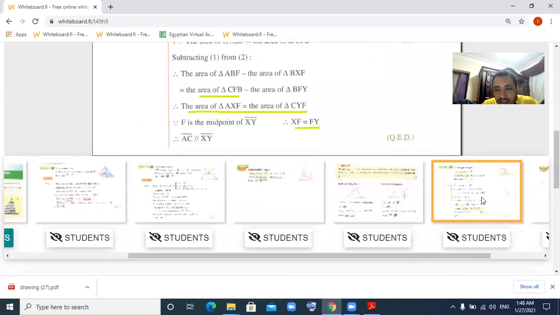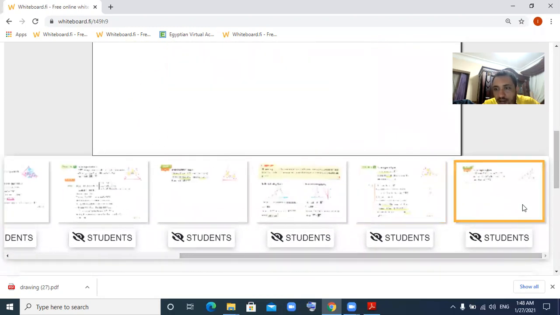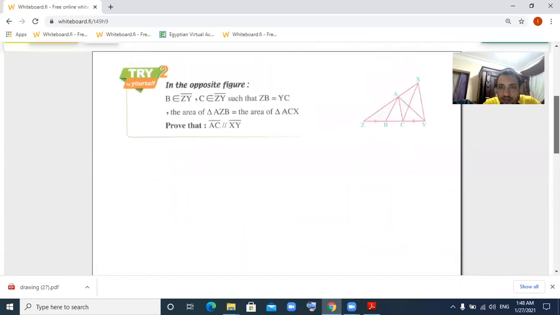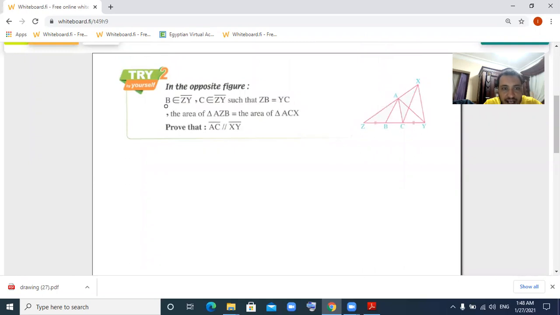Let's see another question. Read the question well. I have now B belongs to the segment ZY. B is a point on it such that ZB equals YC. I have two triangles that have equal bases. So what can I conclude now? If they are between two lines, then the two lines are parallel.